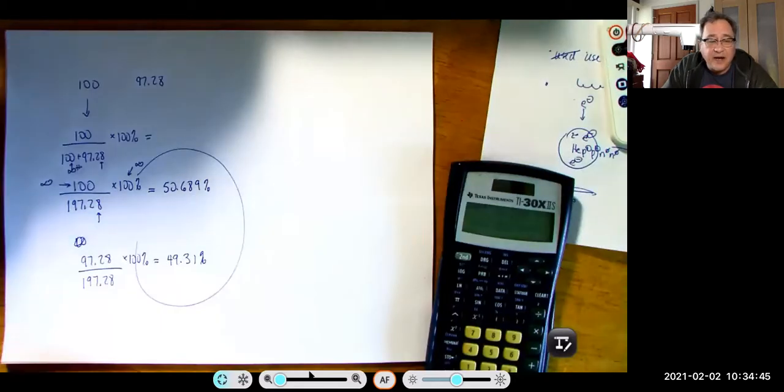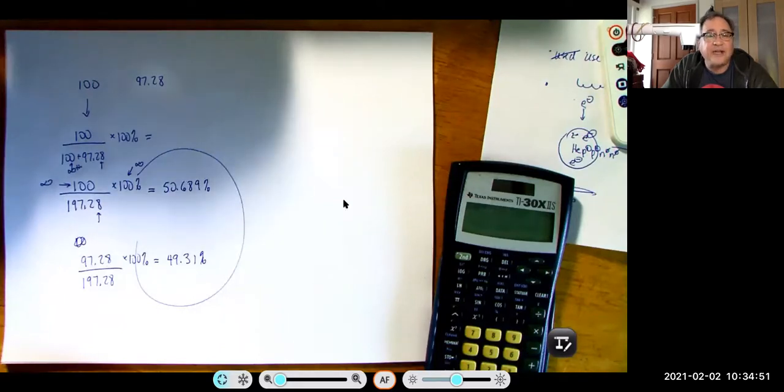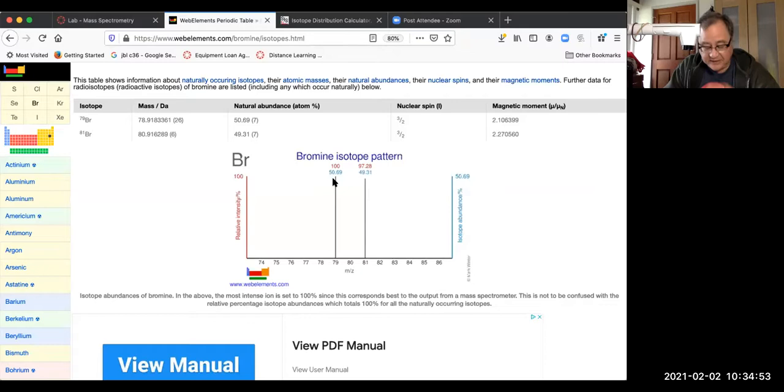So those are the percentages we calculated based on the 197.28. I'm going to change my share back to the web page, and let's see what numbers they get. They get 50.69. They didn't round that correctly. And they got 49.31, which is what we got. So that's where those blue numbers come from. You actually have to calculate them.